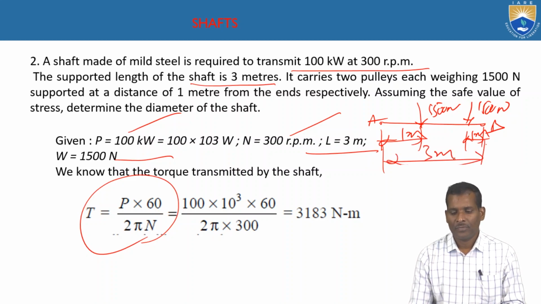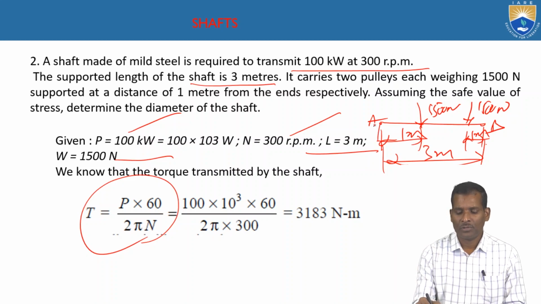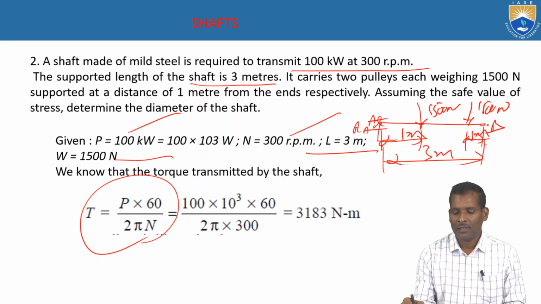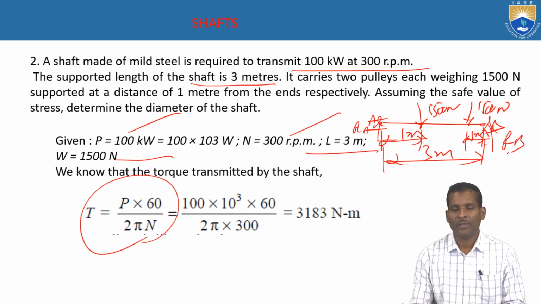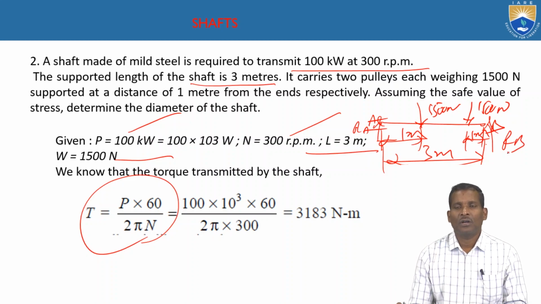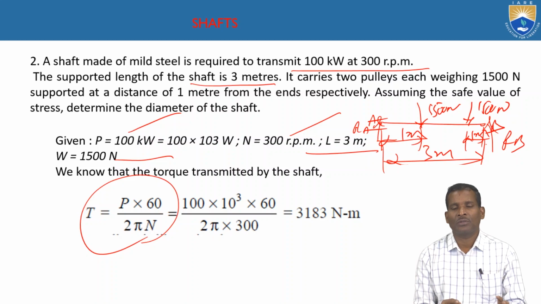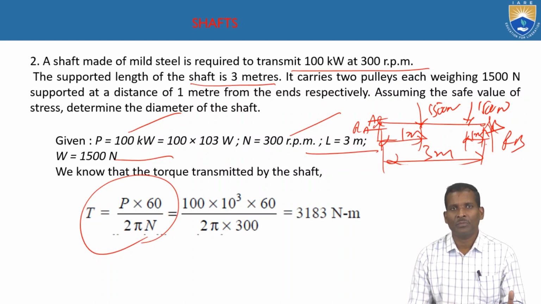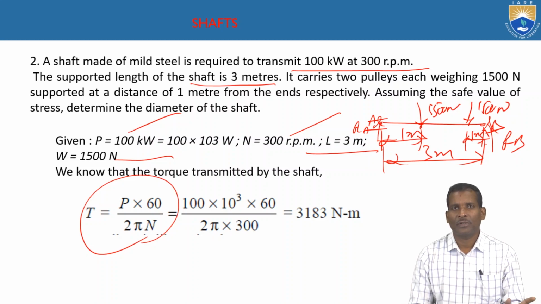Total 3 meter. Clear? So here reaction forces RA and here RB will act. How to calculate reaction forces and how to calculate bending moments we have discussed in the previous session. Now we will see when the shafts are subjected to fluctuating loads, we will see one problem on the fluctuating loads.